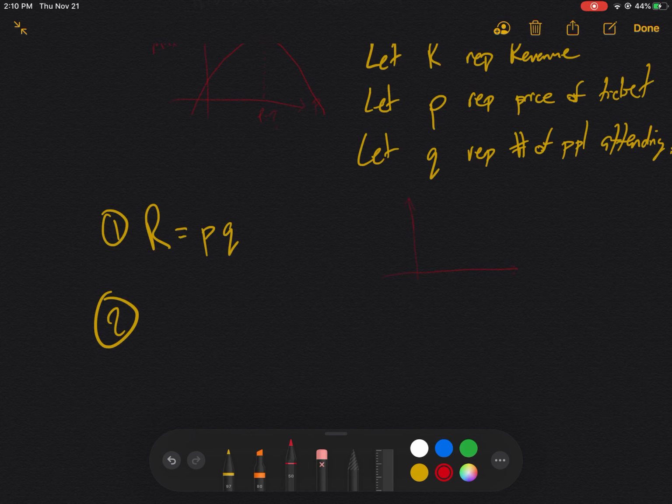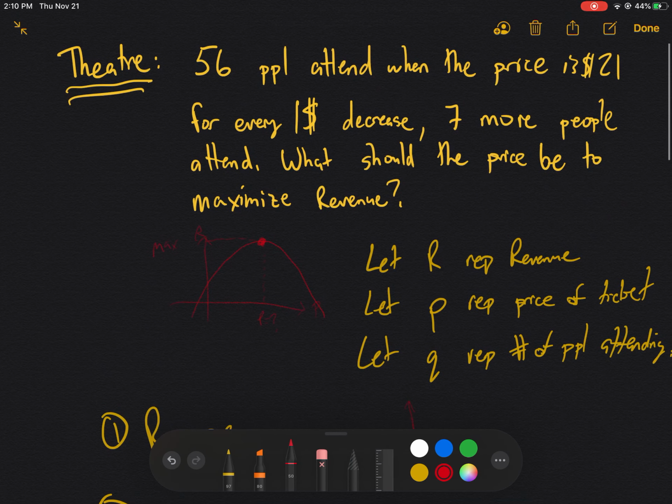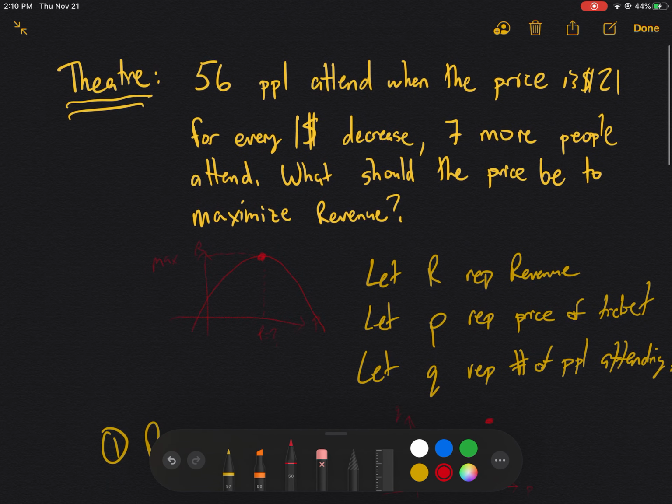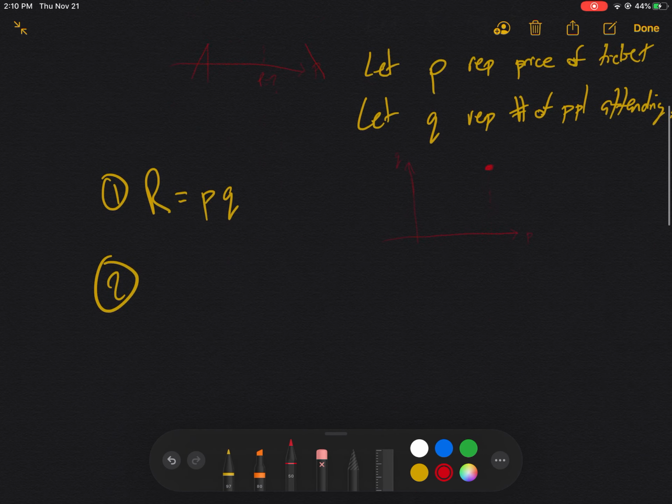Now, this linear relationship is a little bit more tricky to map out, right? What does it say here? 56 people will attend if the price is 21. So my independent variable is price, P, and my dependent variable is Q, right? Depending on what the price is, I'll have a certain number of people attending. One of my points is given here: at a price of 21, 56 people will attend.